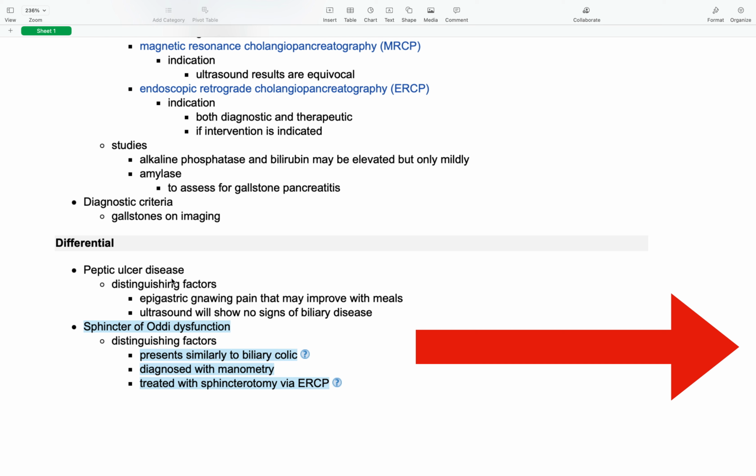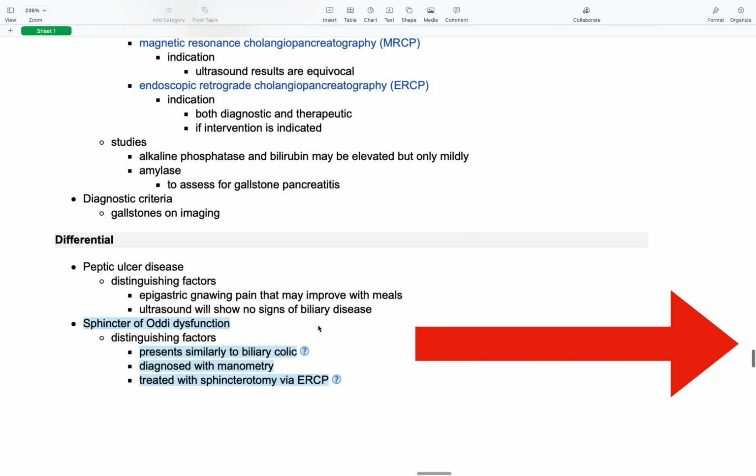Peptic ulcer disease, how would you differentiate it from cholelithiasis? The pain is epigastric, gnawing pain that may improve with meals, and an ultrasound will show no stones. Sphincter of Oddi dysfunction presents similar to biliary colic. It is diagnosed with manometry and treated with sphincterotomy via ERCP.